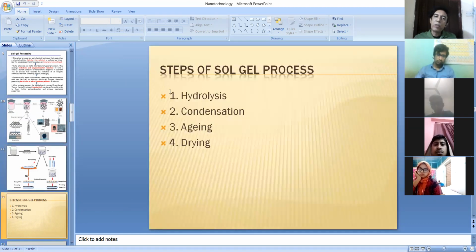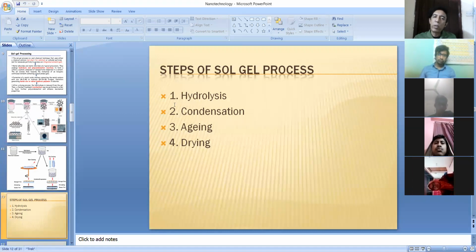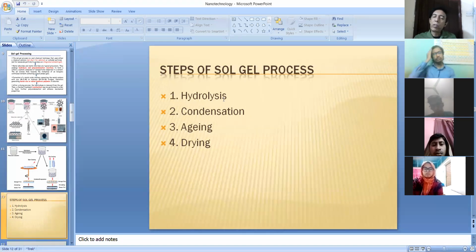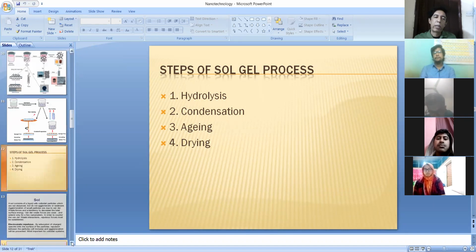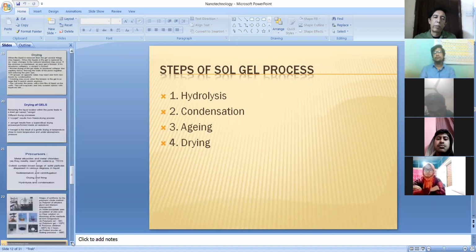Now, the steps of the sol-gel process. There are 4 steps. First one is hydrolysis, as I have told you. The precursor is metal alkoxide or metal chloride. So first you have to hydrolyze the precursor, then condensation, and then aging. Aging means keeping it, and then drying the substance.